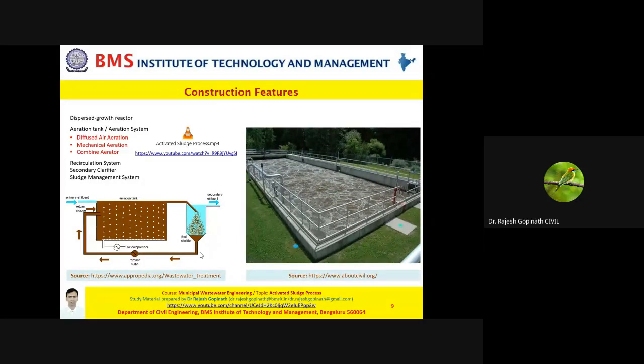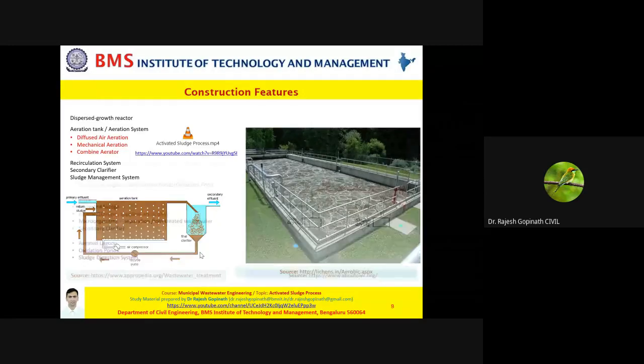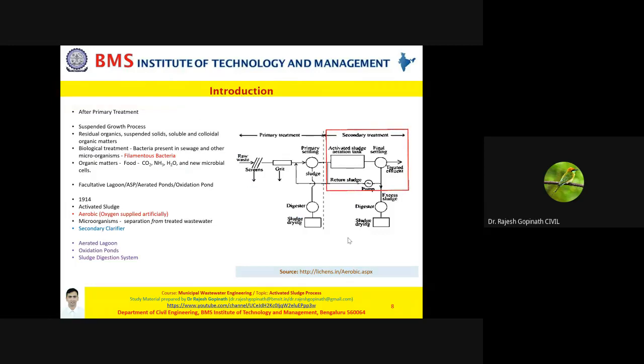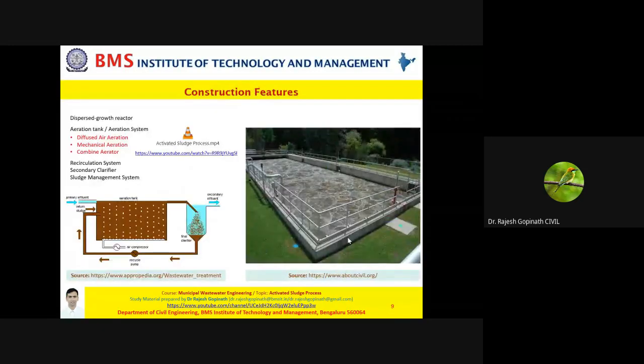If I'm looking at a simple flow chart, let's go back to your first slide. If I'm looking at the construction aspects, I'm talking about the aeration tank, which is a dispersed growth media reactor. I'm looking at a secondary clarifier. I'm looking at a system, maybe a pump and a pipeline, which is meant to recirculate a part of the sludge. And I also have sludge being removed and sludge being managed. So these are the basic aspects of your construction details with respect to your activated sludge process.